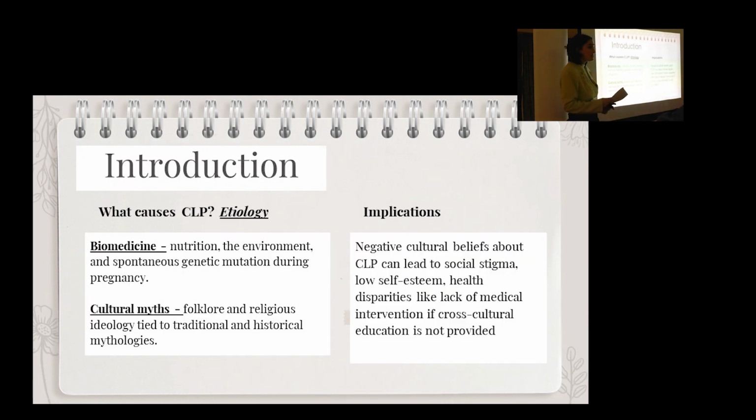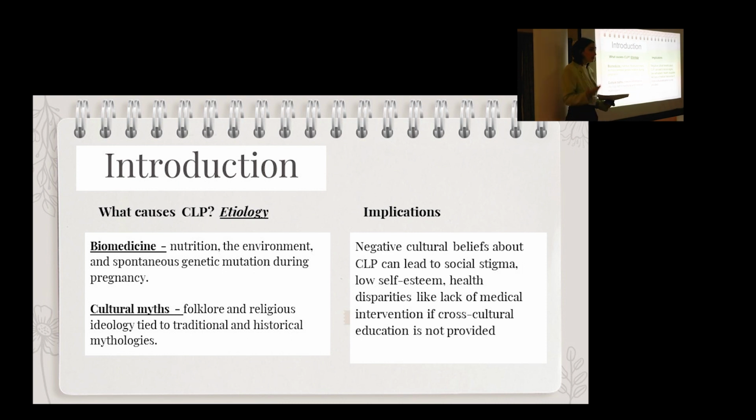So what causes CLP? Well, there is a fancy term called etiology, which in anthropology and in medicine defines the beliefs on the causes of a disease or an illness. And there are lots of different types of etiology. The one we're most familiar with is called biomedicine, which is rooted in biology and science. So the cause of biomedicine for CLP is nutrition, the environment, and spontaneous genetic mutation that can occur during pregnancy.